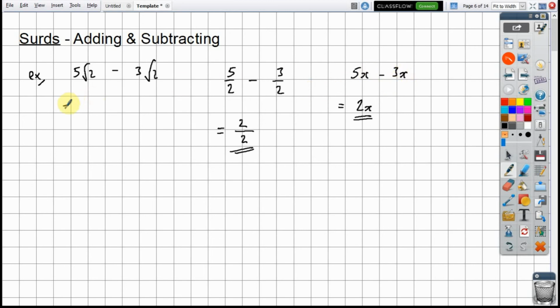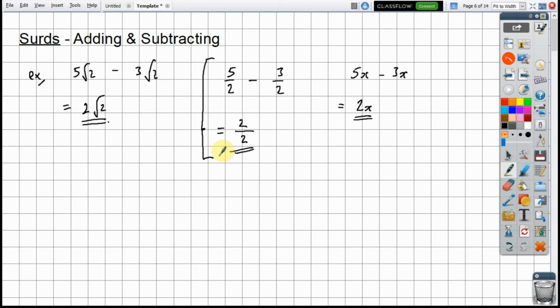It's exactly the same with surds. 5 root 2 minus 3 root 2. 5 somethings take away 3 somethings leaves us with 2 somethings, 2 root 2. And that is the key to understanding adding and subtracting surds.